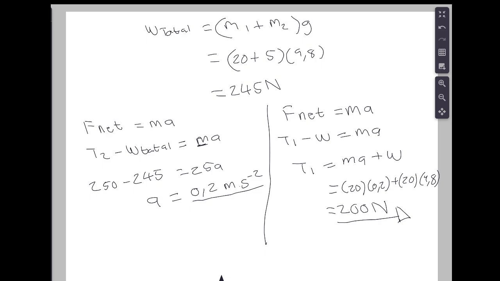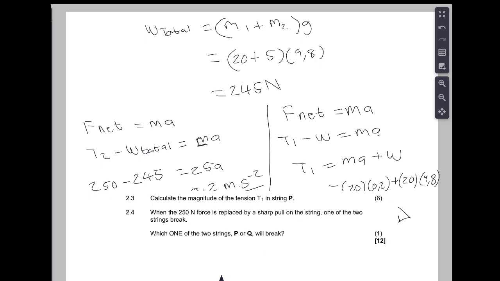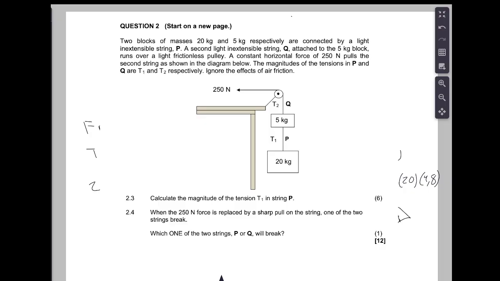Happy? Last question. Now, when the 200 Newton force is replaced by a sharp pull on the string, one of the two strings breaks. Which of the two strings, P or Q, will break? Now your answer is Q.